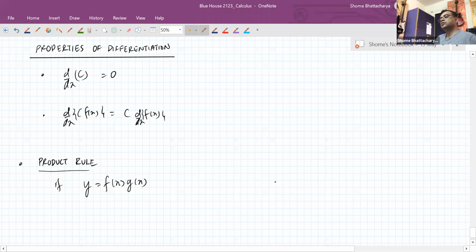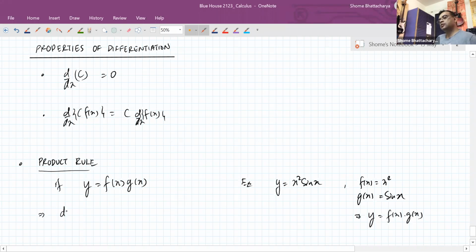So if the function y is actually the product of two functions, for example, y is equal to x square sine x, we can say that f(x) is x square and g(x) is sine x. So y is the product of these two functions. Then the derivative of y with respect to x is given by this formula: differentiation of the first function into the second function plus first function into differentiation of the second one.